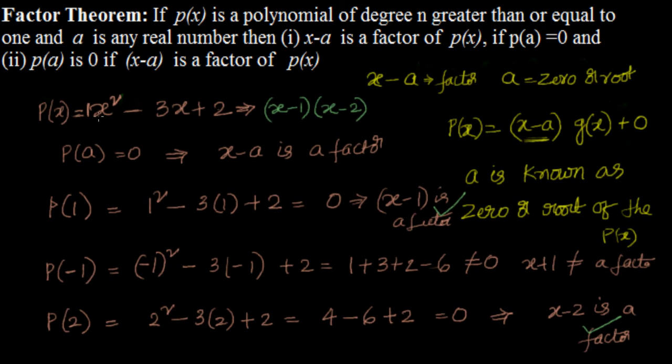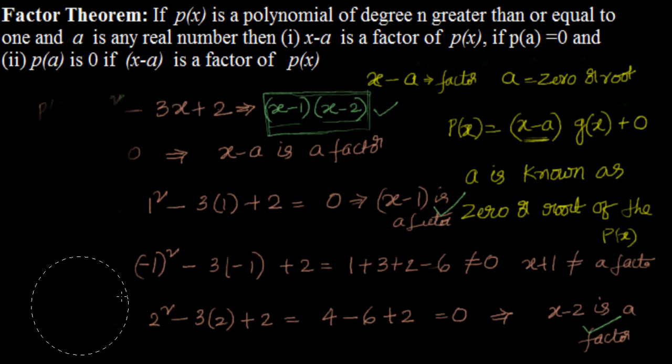Now, since the degree of the polynomial is only 2, you will have only two zeros. That means you can only factor it into 2 irreducible factors. That means you cannot reduce them further. Like we do prime factorization, this is also irreducible. I cannot reduce further from here. Now let's take another example and see how to do one more problem using the factor theorem.